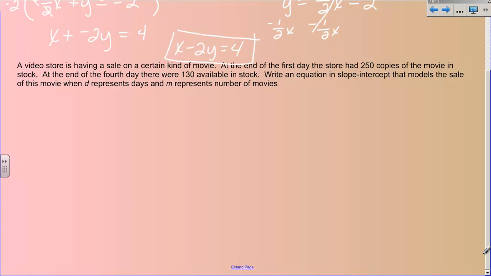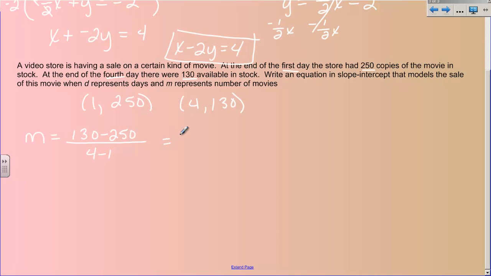We got to first figure out what our points are. So at the end of day 1, there were 250 movies left. That's what it says right here. First day, 250. Then it says at the 4th day, there were 130. So after day 4, there were 130. I now have 2 points. I can find my slope, 130 minus 250 over 4 minus 1.